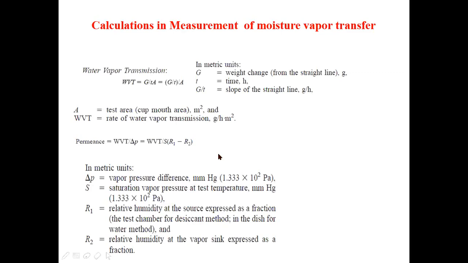Now, this is a calculation regarding the measurement of water vapor. This is a very simple calculation. This is the water vapor transfer. This is equal to G divided by T into A.